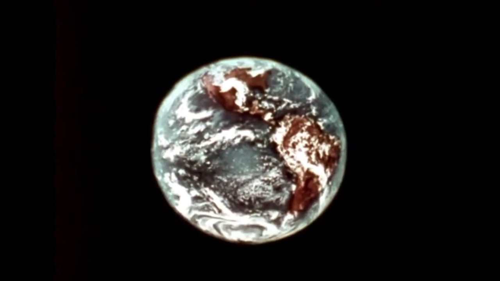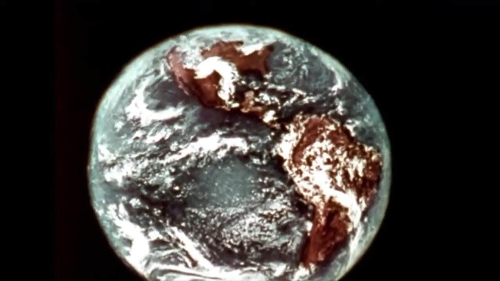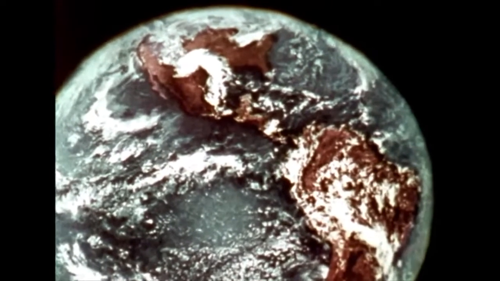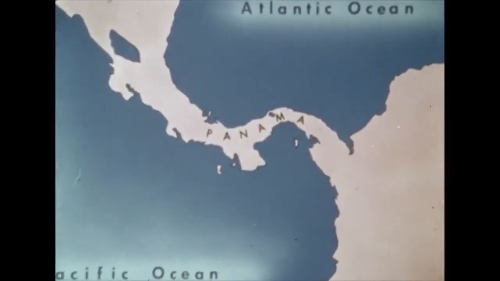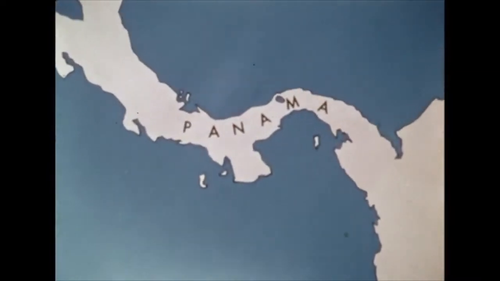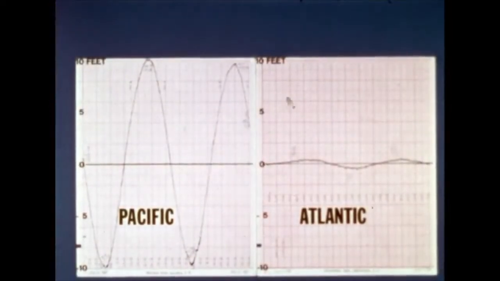Since all the oceans are connected, one might assume that mean sea level is the same everywhere. But is it? At Panama, the Atlantic and Pacific Oceans are only 50 miles apart, a good place to compare sea levels. Tide gauge records from each shore show that there are times when the difference in level between the two oceans can be as much as 12 feet.